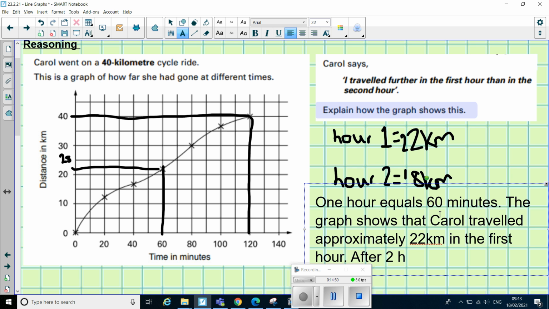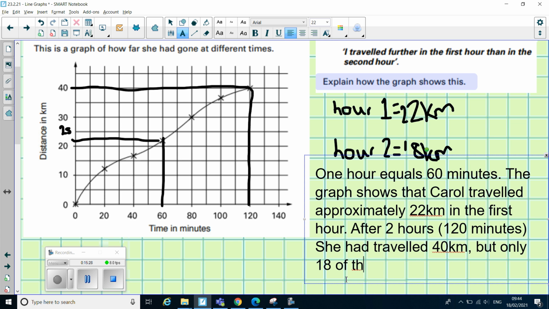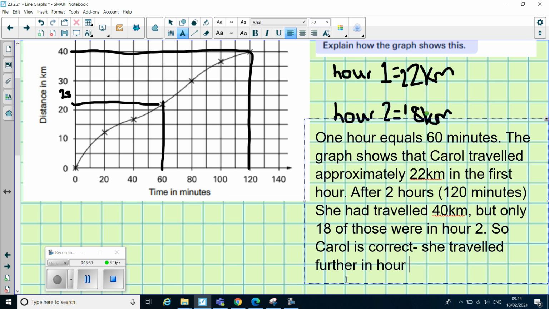After 2 hours, and I can put in brackets 120 minutes, she had travelled 40 kilometres. But, comma, but only 18 of those were in hour 2. So, Carol is correct. She travelled further in hour 1 than in hour 2.